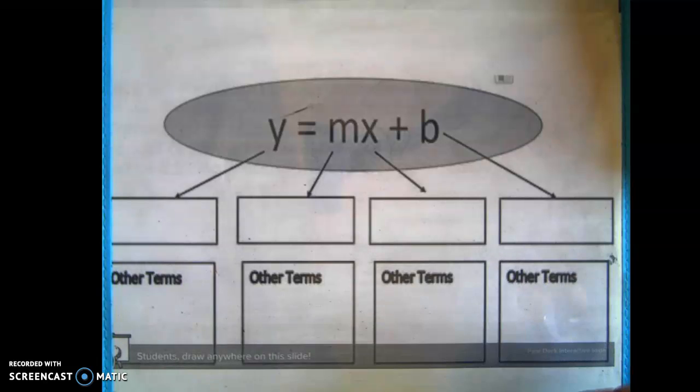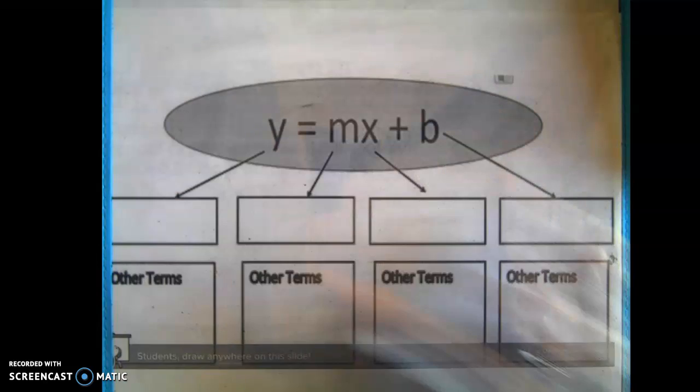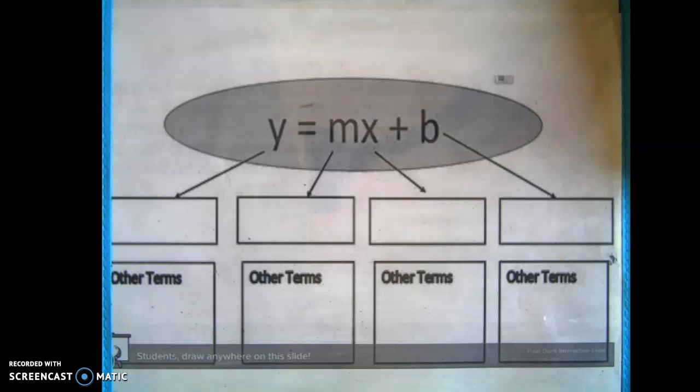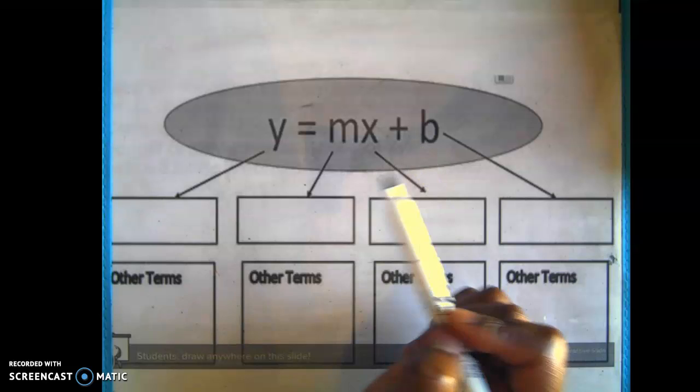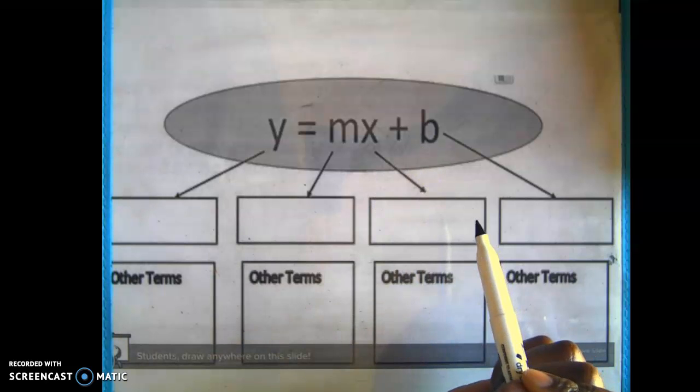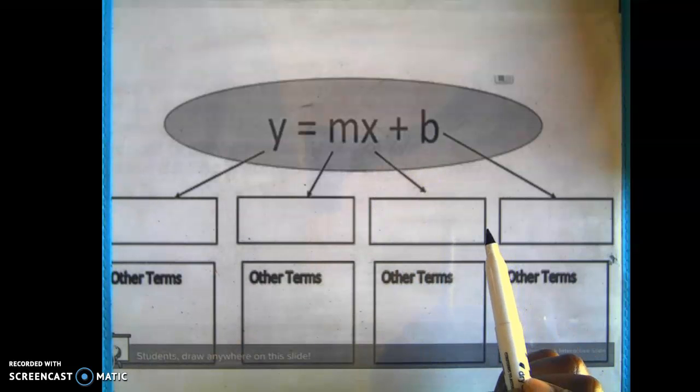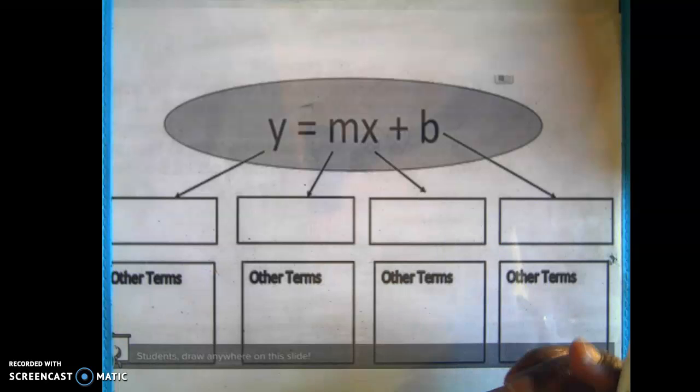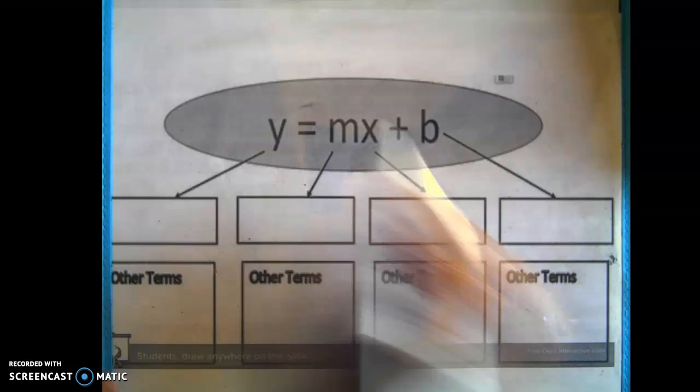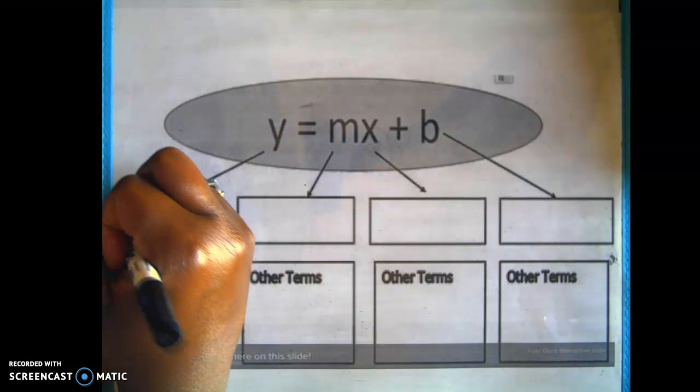Alright, so today you guys are gonna go over writing equations with variables on both sides. But first, as a refresher, we're gonna break down the format, our slope-intercept form of an equation, so that we can write it properly. So our y value is our dependent variable.